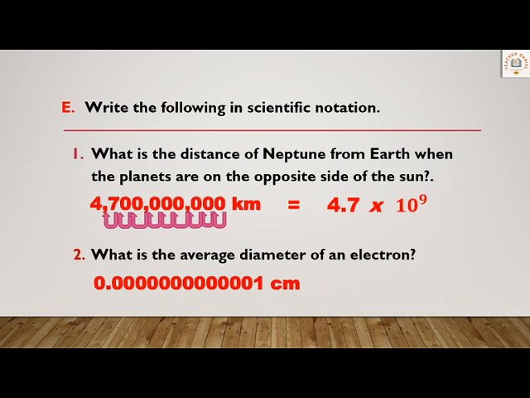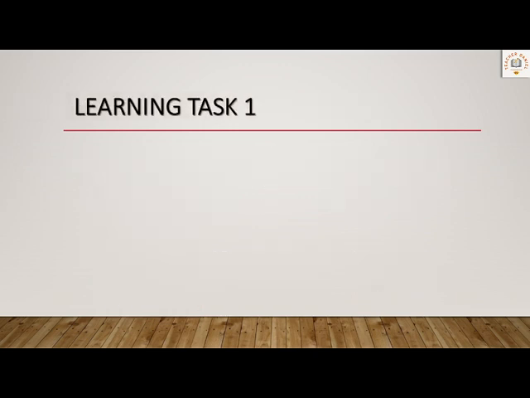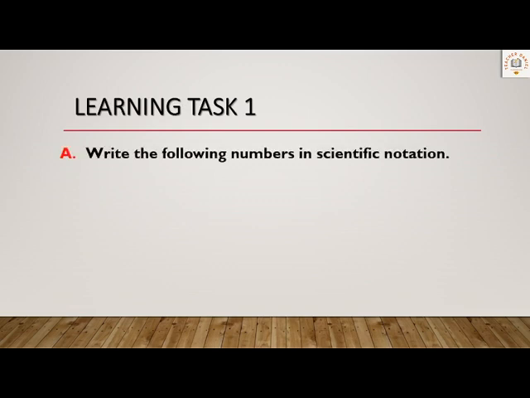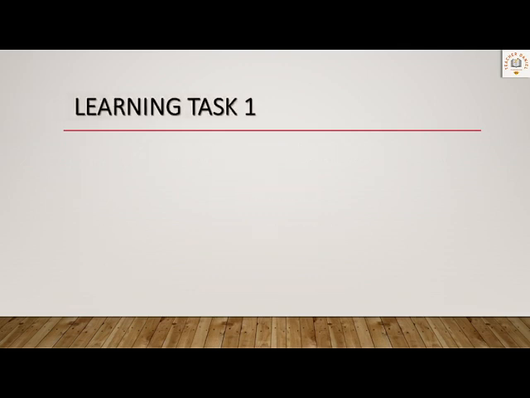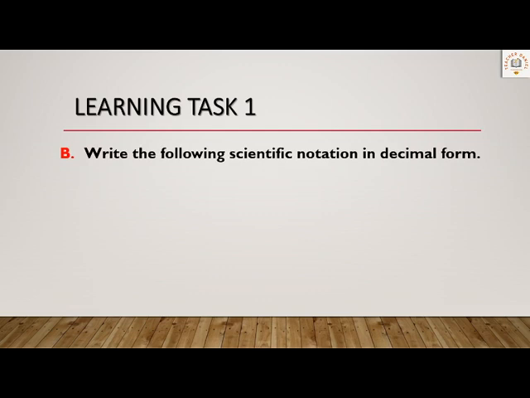So, move na natin yung decimal point ng ating given. 1, 2, 3, 4, 5, 6, 7, 8, 9, 10, 11, 12, 13. So, 13 times tayong nag-move ng decimal point para ang value ng A natin ay 1. Times 10 raised to negative 13. That is our answer. So, for your learning task 1, write the following numbers in scientific notation. Letter B, write the following scientific notation in decimal form.